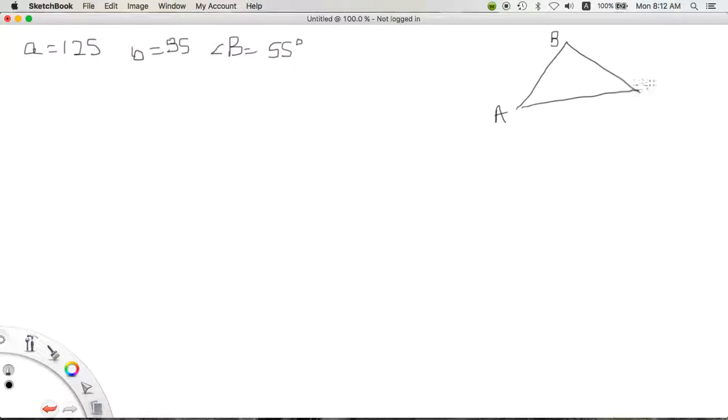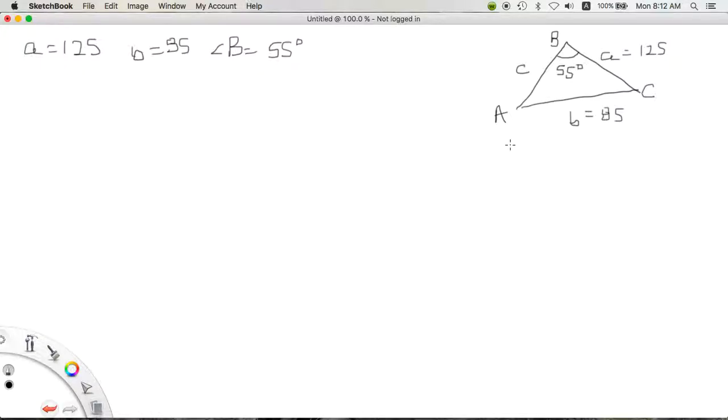Let's try another one. What if we're given a is 125, b is 85, and angle B is 55 degrees? Well, what does that give us? Remember, label your triangle with all its letters first so that you get your letters lined up properly, so you know which sides go with which angles. So a is 125, b is 85, and angle B is 55 degrees.